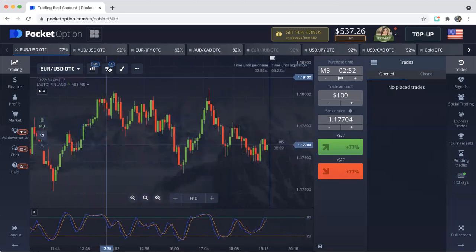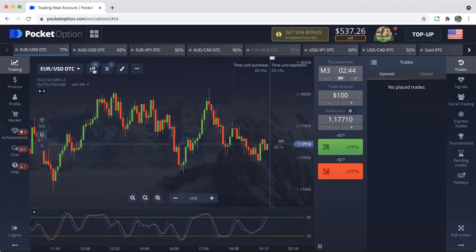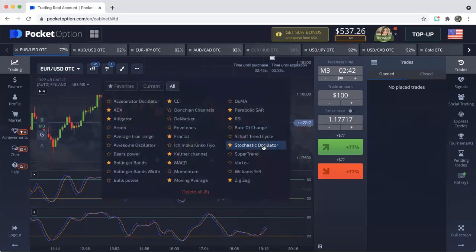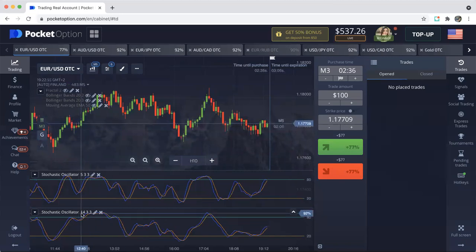So you're going to go to indicators and you're going to click on Stochastic Oscillator. You're going to click on that. And when you originally click on it, it's going to come up with one that looks like this. You can use both. I like the setting 5, 3, and 3. You can use the setting 14, 3, and 3, or you can have both.